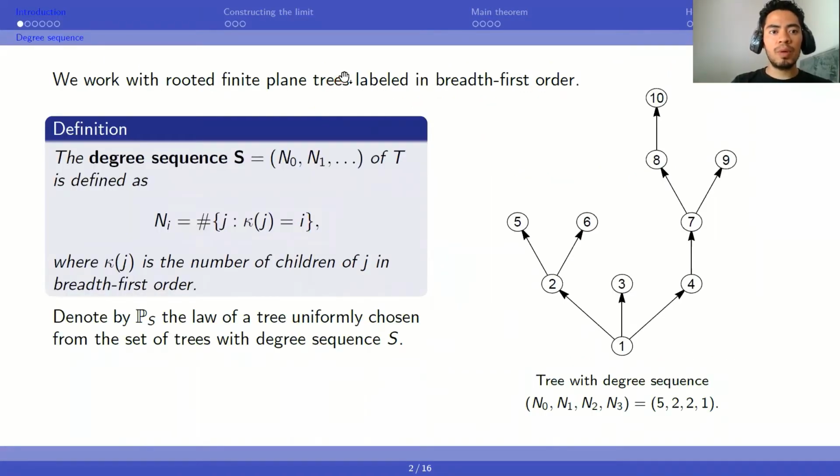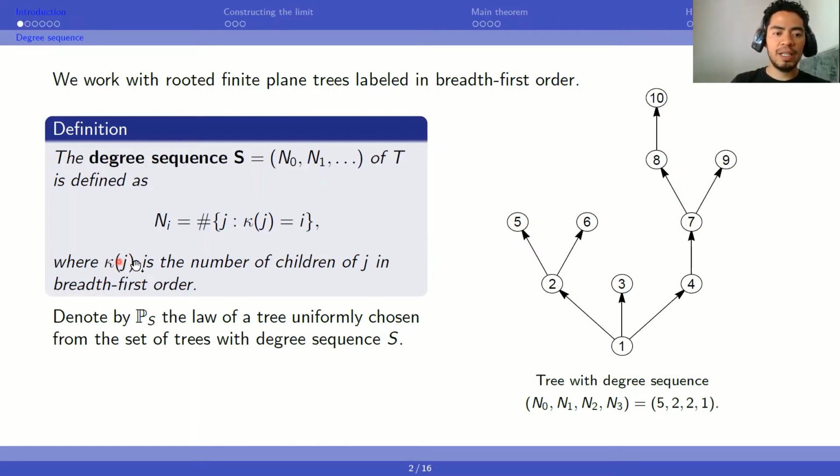First of all, we will work with rooted finite plane trees, meaning that in our trees, we keep track of the way in which vertices are born. And we are going to label them in breadth first order, meaning that the root, which is at generation 0, has label 1. Then its children, which are at generation 1, are labeled from left to right, 2, 3, 4. Then the children of the first generation, which is generation 2, will be labeled also from left to right, 5, 6, 7, and so on.